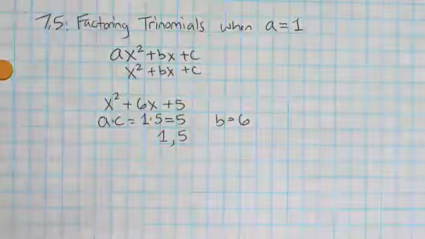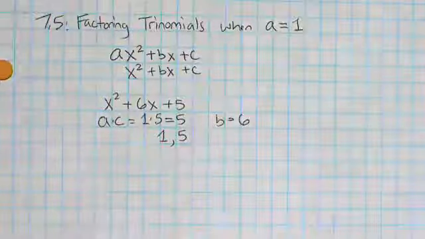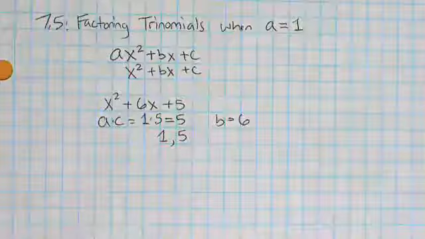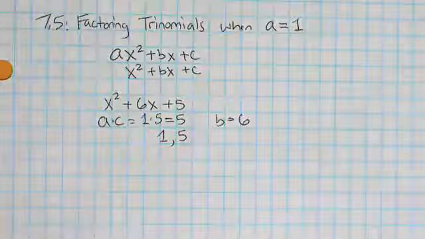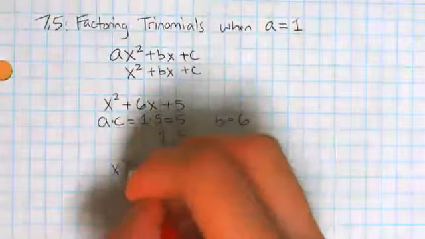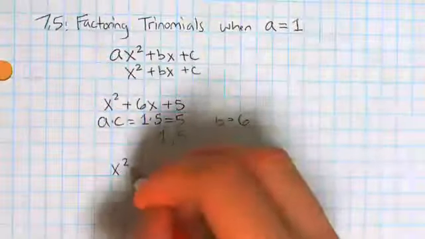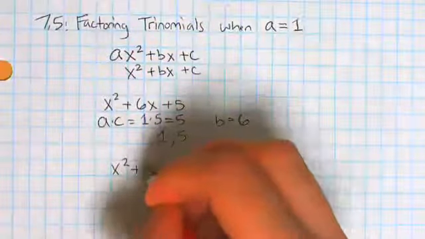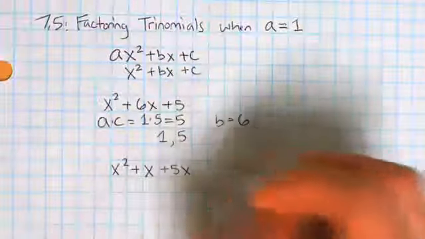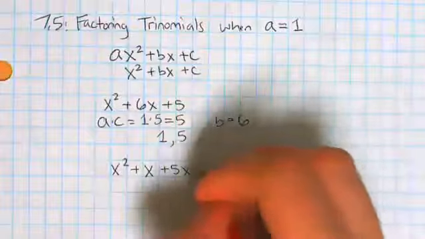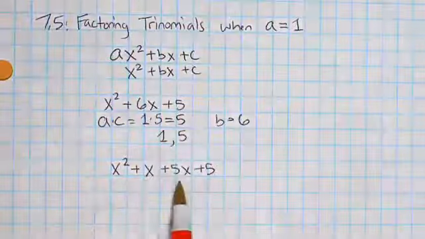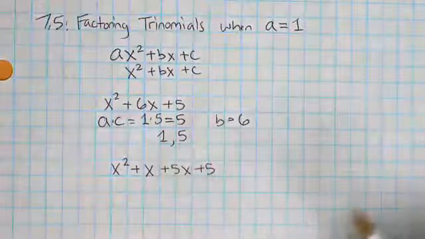Now, from here, I'm going to do this the long way, and then I'm going to point out the shortcut, and you're going to say, wow, I hope a is always equal to 1. So if we do this the long way, we're going to split up our x term just like we did before. We're going to have plus 1x, I'll just call it x, and then plus 5x, and lastly plus 5. So what was previously 6x becomes 1x plus 5x, which is 6x.